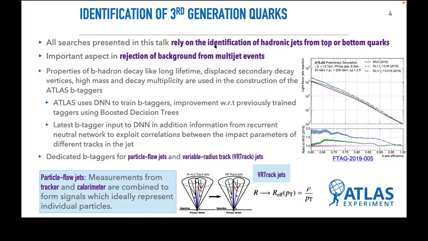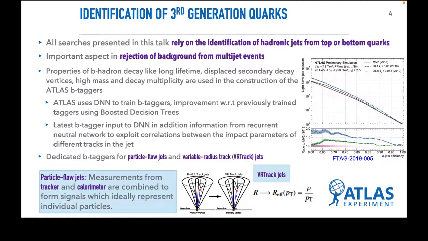ATLAS uses a deep neural network to train those b-taggers. This is an improvement with respect to previously trained taggers using boosted decision trees. If you look at the right-hand plot here, which shows the light-flavor jet rejection, you have this red to green line, which shows this improvement.